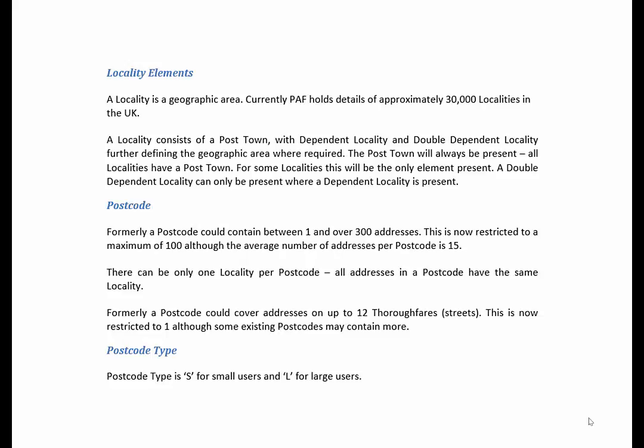It tells you roughly some information on a postcode: only one locality per postcode, all addresses in postcodes. So there's a one-to-one relationship between locality and postcode by the sound of it. So you look at these definitions. It's not just the table, it's the definitions that go with it, and these should be as unambiguous as it's possible.